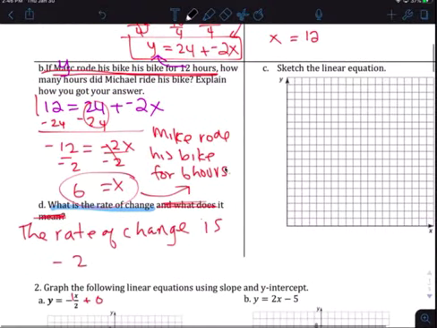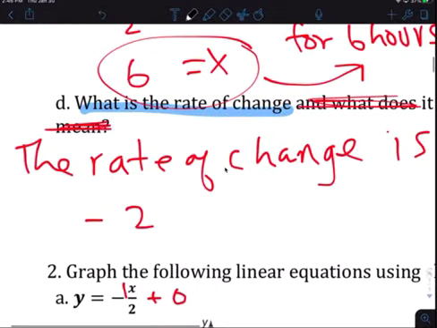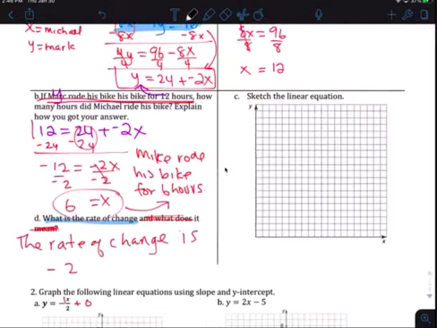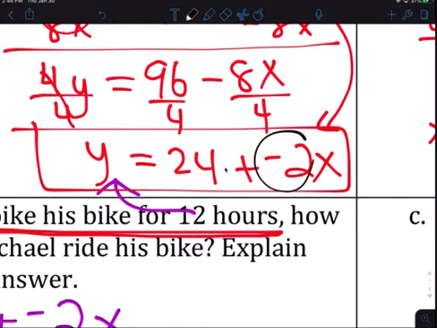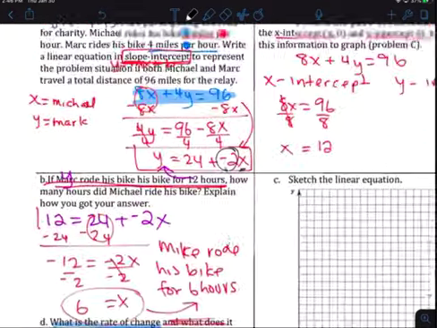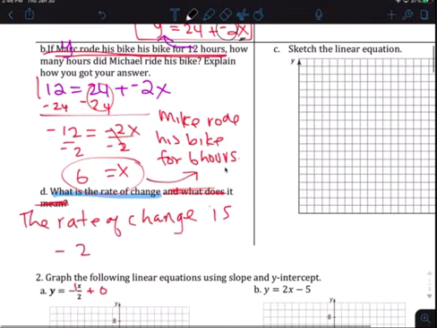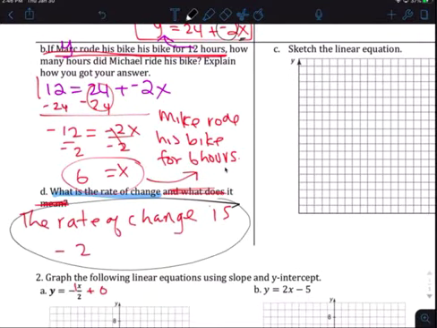So this way you can do D to identify the rate of change, which is, in this case, the rate of change here is -2. It's always next to x. So for D, the rate of change is -2 right there.